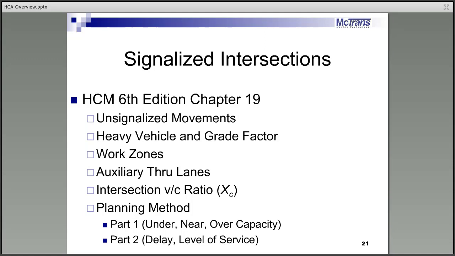As I said, work zone capacity, the work zone existing on an approach to a signalized intersection, is modeled by adjusting saturation flow for the reduction in lanes or approach width. Auxiliary through lanes is modeled with lane distribution. The X sub C value and the planning method were both broken in 2010 and restored in the 6th edition to be consistent with a change in the shared permitted left turn model.